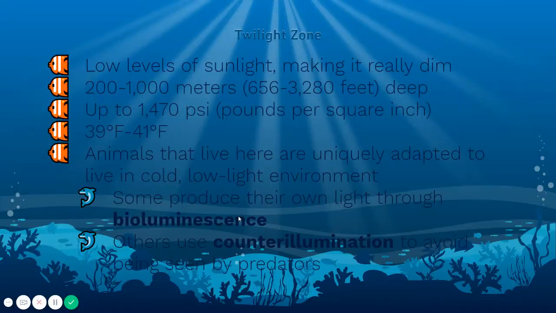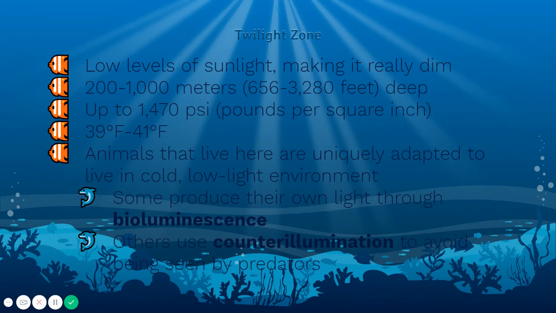Now on to the twilight zone. Very low levels of sunlight reach the twilight zone, making it really dim and virtually darkness to the human eye. We are now 200 to 1,000 meters deep into the ocean. And the water pressure here reaches about 1,470 pounds per square inch. And the temperature here is from around 39 degrees Fahrenheit to 41 degrees Fahrenheit.